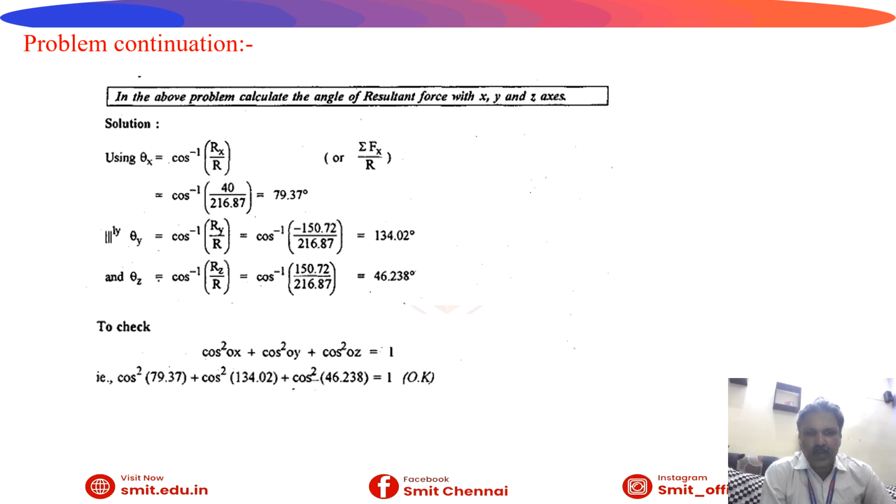Then theta z also same procedure. Cos inverse rz by r, that is cos inverse of 150.72 divided by 216.87, which is equal to 46.238 degree. Finally, how are we going to check the values? Take cos of that value and square it. Square all the values. Surely it will come as 1, otherwise 0.99 something. Approximately we can equate to 1.